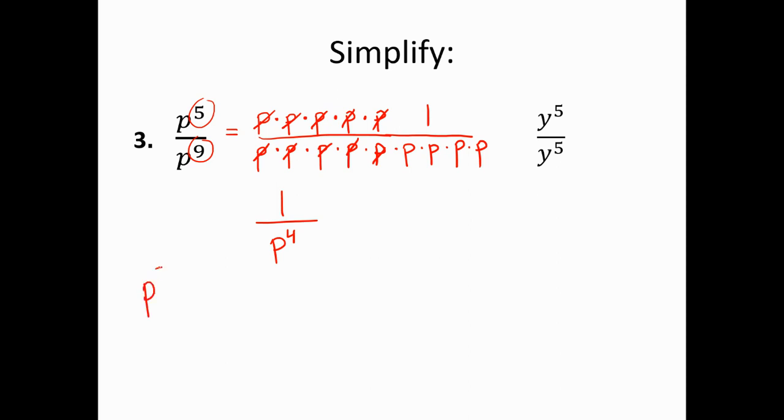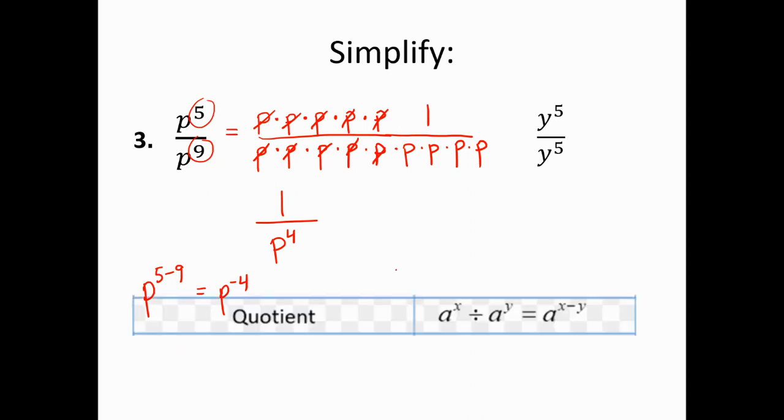What if I had just done 5 minus 9? And that would give me p to the minus 4. Maybe you know this property. It's called the quotient property that says, yes, we can do that. We keep the same base and we subtract the exponents. So that means that these two things are equal to each other. 1 over p to the 4th is equal to p to the minus 4, which brings up some kind of weird things that happen.